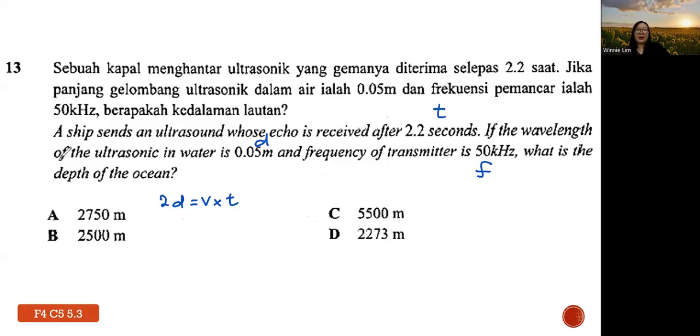Sorry, this is wavelength. Wavelength. And then this frequency. Okay, so they have time, but they do not have the speed. So why do they give you this wavelength and frequency? Because you can find out the speed using another formula, which is what? V equals f lambda. Then when we have this, only then we sub into here.